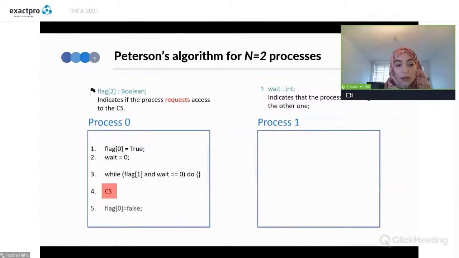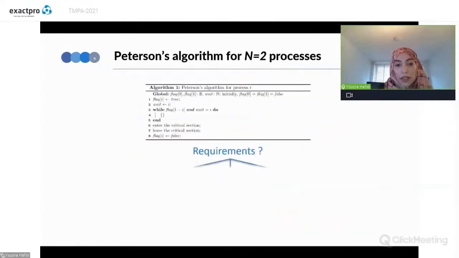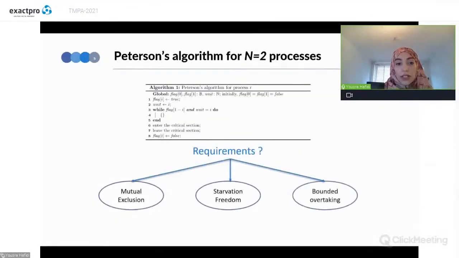And when it gets out, it resets its flag to false again in order to say that I'm finished with the critical section. The same code is used for process 1 as well. Now we have the algorithm. In order to say that the algorithm is correct, we should verify some requirements.